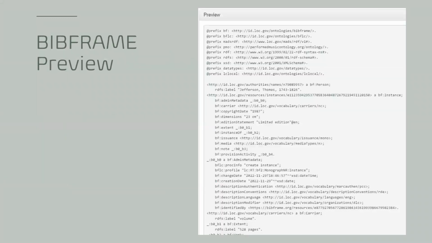Okay, so here is the BIBFRAME Preview. This is just the first part of the garden and farm books of Thomas Jefferson. All the schemas are shown at the top. So you have BF, BFLC, MADS, RDF, PMO, RDF, RDFS, XSD, data types, and LC local. These prefixes are defined at the top of the screen somewhat.